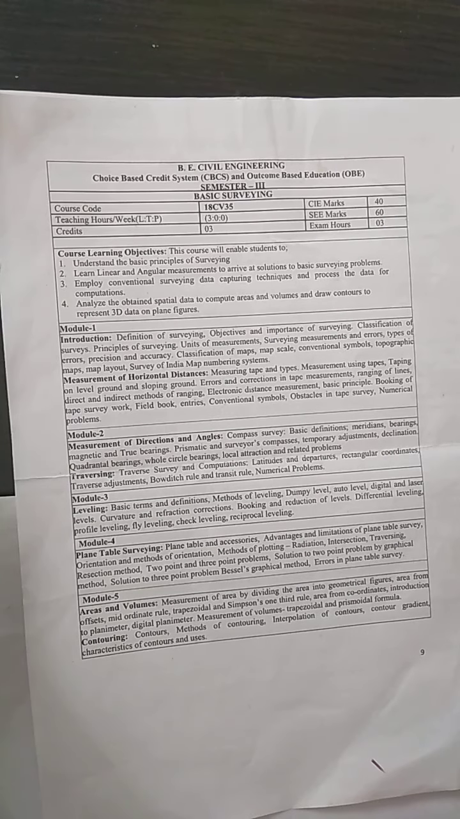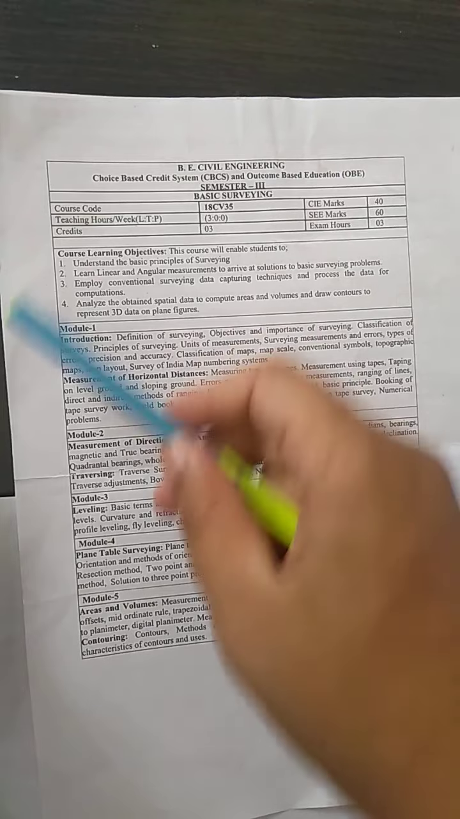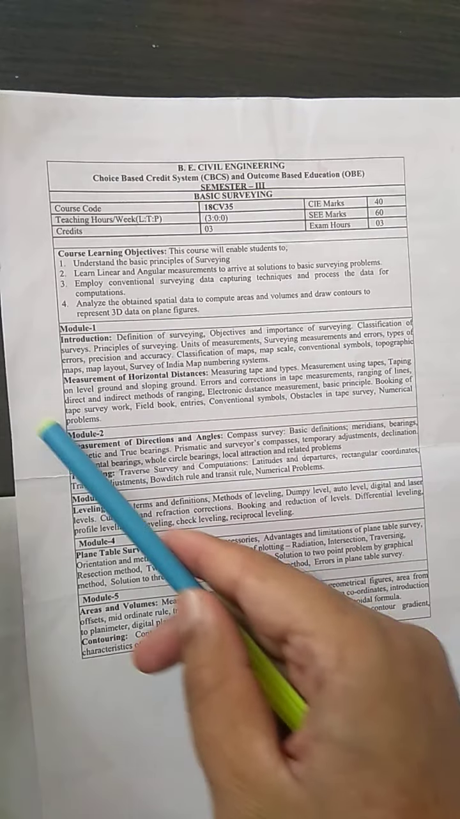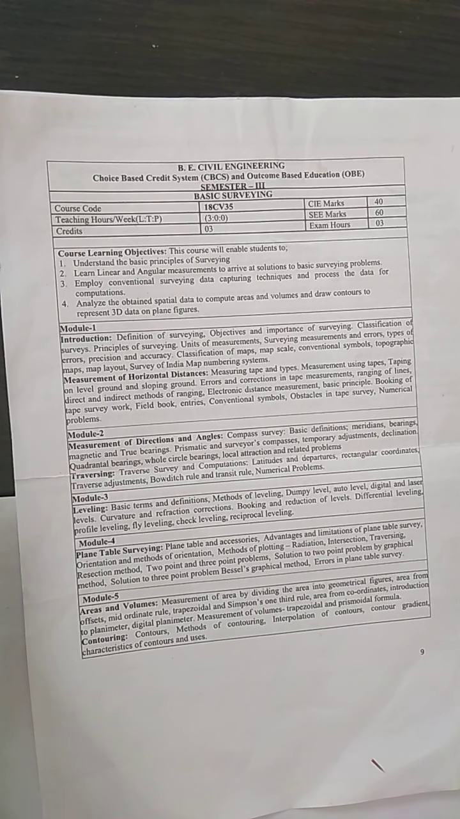In the previous classes, we have discussed the first half of module 1, that is 50% of module 1 that we have covered. In that, we have seen some of the basic things regarding surveying: objectives of surveying, importance of surveying, classification, units of measurement, maps, and classification of maps.